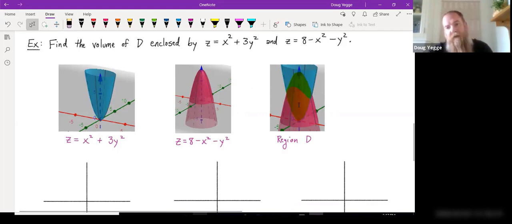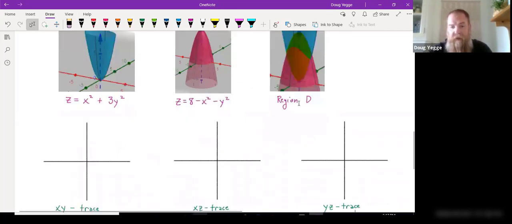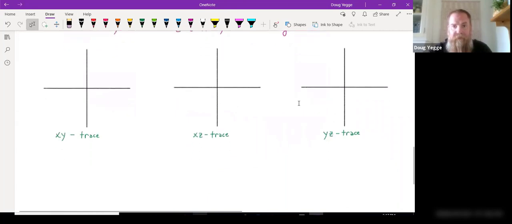So the way that we're going to do that is set up a triple integral. But before we could really find what the limits of integration are going to be, we're going to need to come up with our traces for each of these, for the xy, xz, and yz trace.